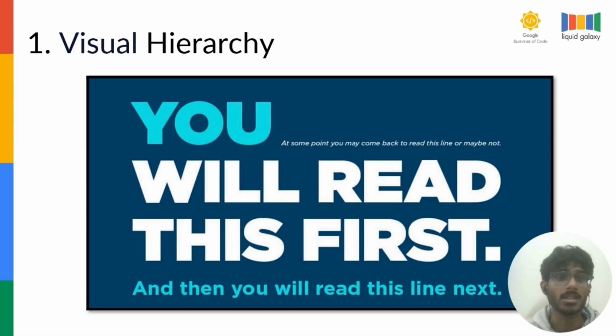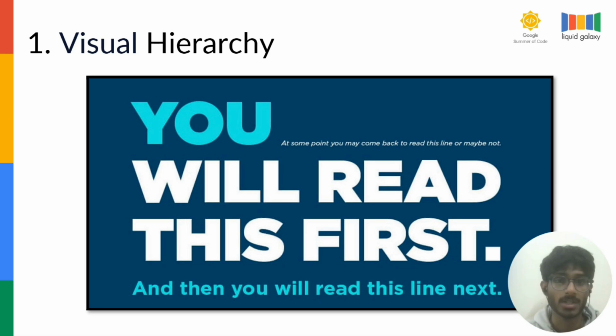Visual hierarchy. You will read this first and then you will read this line next. At some point, you may come back to read this line or maybe not. So let's analyze the image to understand how visual hierarchy works in action. First, this is the first thing you will read. Why? Because it's the largest and boldest element on the screen. The color contrast, bright cyan on a dark background, also makes it pop.